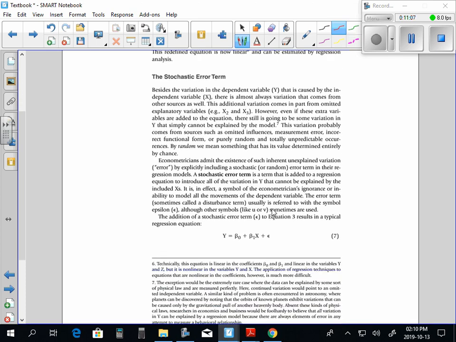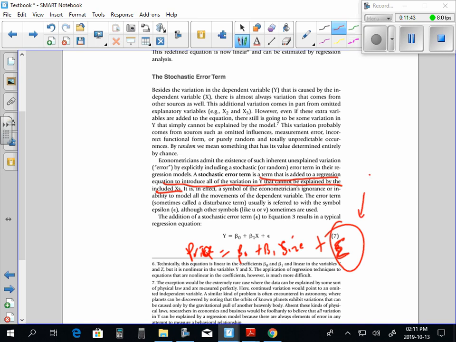over x2 minus x1. Stochastic error term: we say it's a term that is added to a regression equation to introduce all the variation in y that cannot be explained by the included x's. So we understand that the price of a quantity demanded is a function of beta 0 plus beta 1 times, let me talk about the house price. We said it would be a function of size. But that is not the only thing. So we are going to add an error term to take into account all the other things that we could have mentioned, all the other explanatory variables or all the other x's.